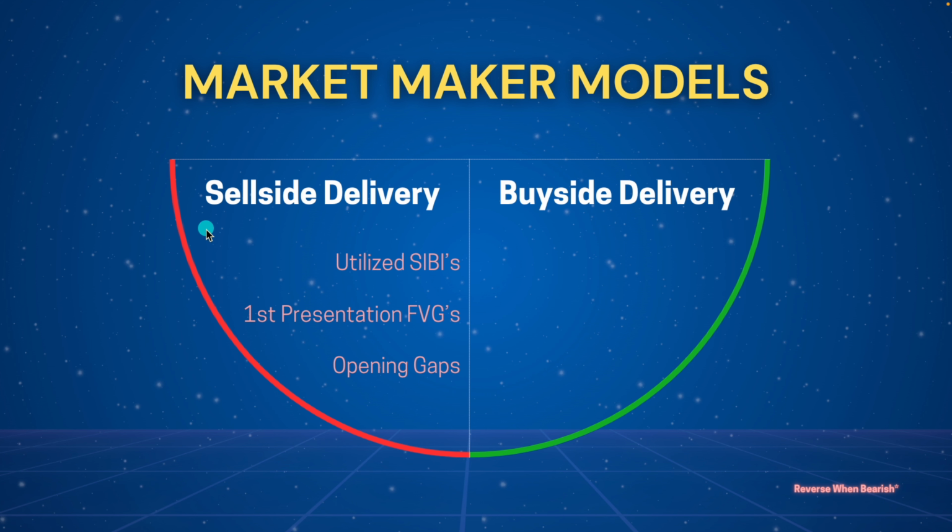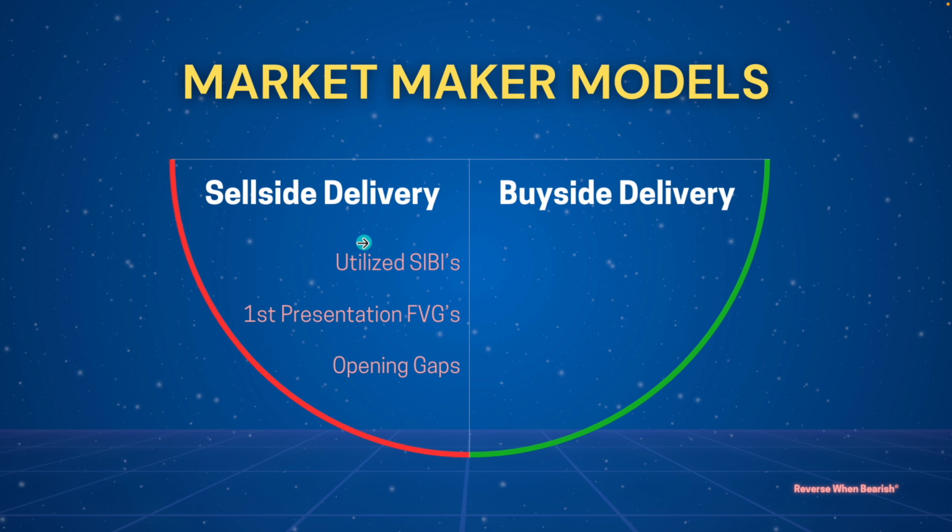When we're in a state of sell side delivery, again, we want to see SIBIs push us lower. We want to see first presentation fair value gaps push us lower if they are present. And the same with opening gaps. We want to see if we get a retracement into a new week opening gap or a new day opening gap on a specific day that pushes us lower, assuming lower prices, attacking sell side liquidity pools and other discount objectives.